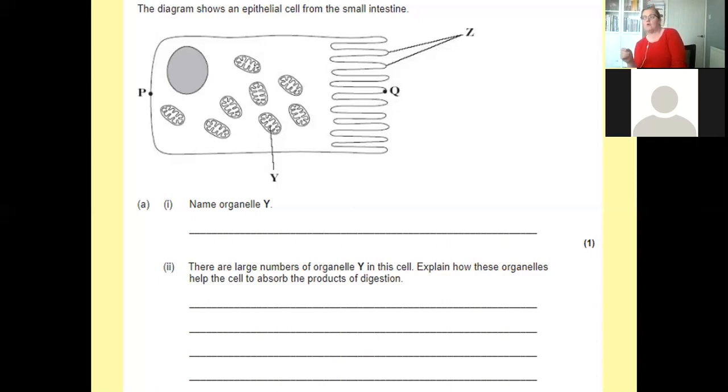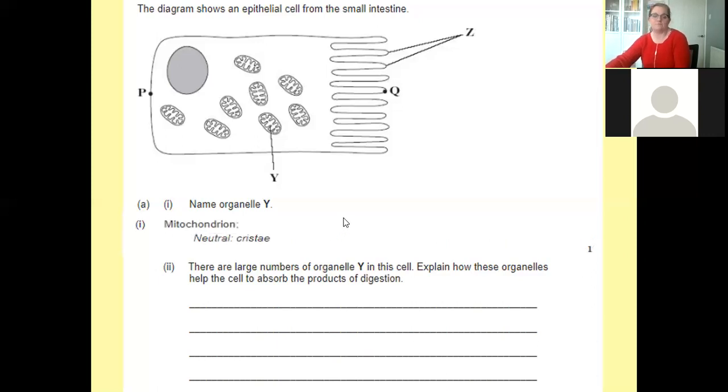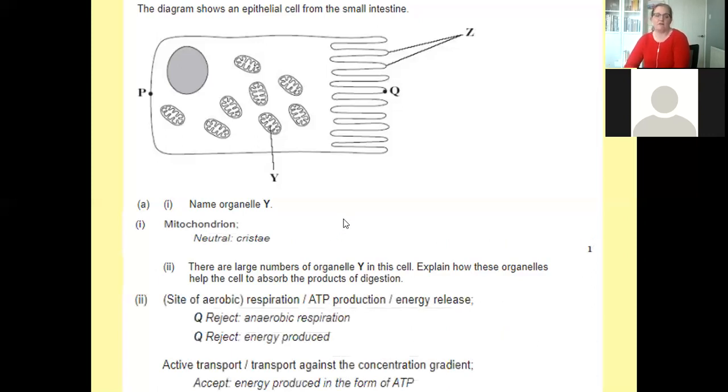Why do we need active transport? Well, when our concentration gradient gets to the point of equilibrium, diffusion can't happen any longer, and we don't want to waste all that food and all the nutrients that we've bothered to break down. We've spent a lot of energy eating the food, spent a lot of energy making those enzymes. We've broken it down to this point, and we're not going to get rid of it halfway. No, we switch to active transport. So mitochondria, aerobic respiration, ATP production, energy release, active transport, transport against the concentration gradient.